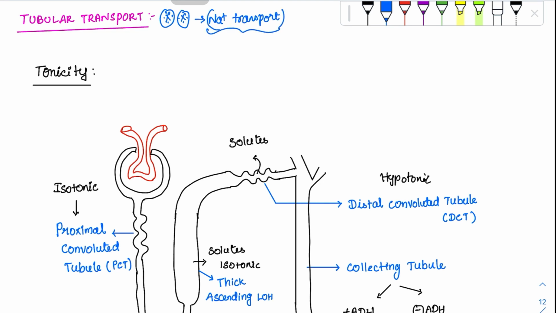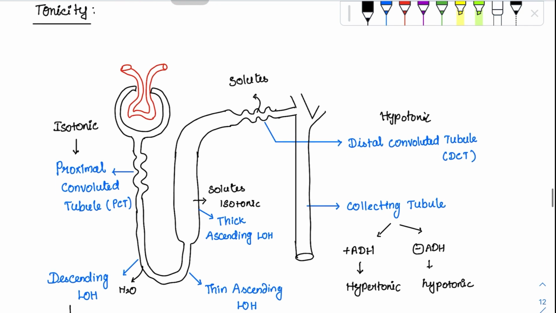But before that, we will be discussing the tonicity. What is the tonicity in different segments of the nephron? So this is the classical structure of nephron, which we already saw. But right now we are going to highlight only the tonicity. What is the tonicity in different segments?